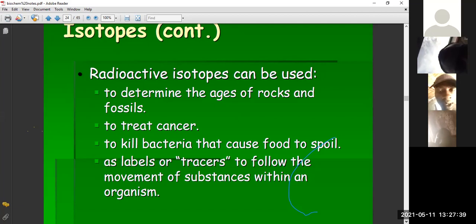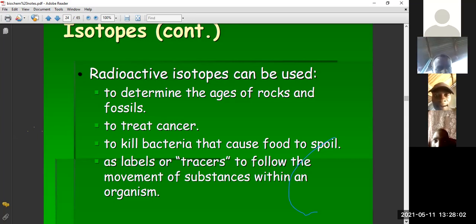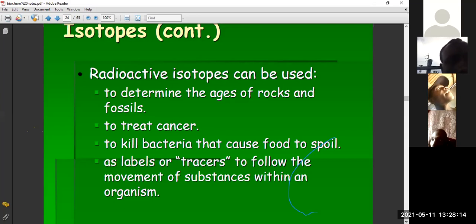either cell or organ within, or let's say you have a worm. This can be used to track it. Once you are implanted with that, it will be used as a label or tracer. Once it's attached, it will show how that is moving in that animal or in the human body. You understand? So now they say it can be used as labels or tracers to follow the movement of substances within an organism. You understand? Yes.